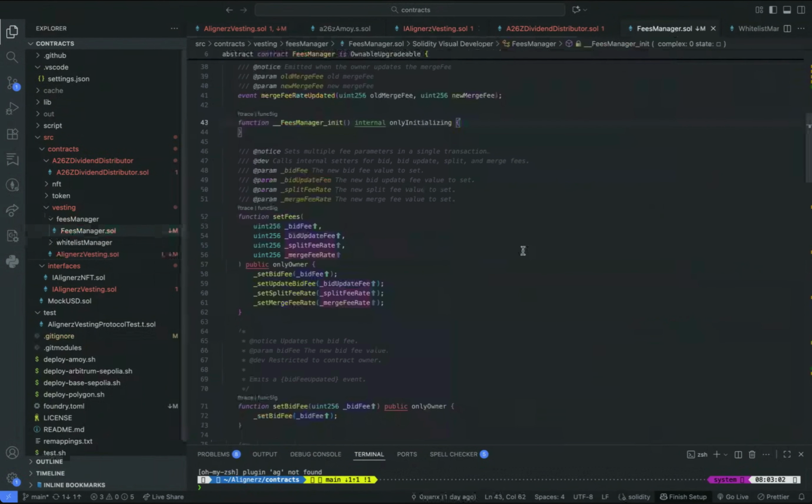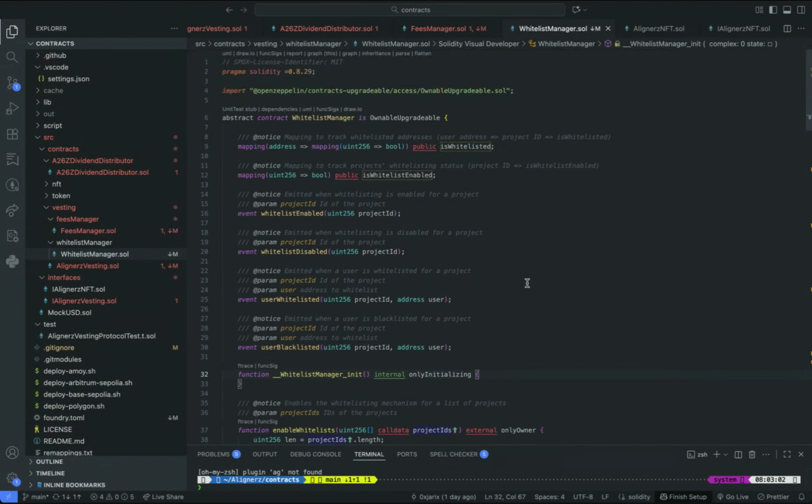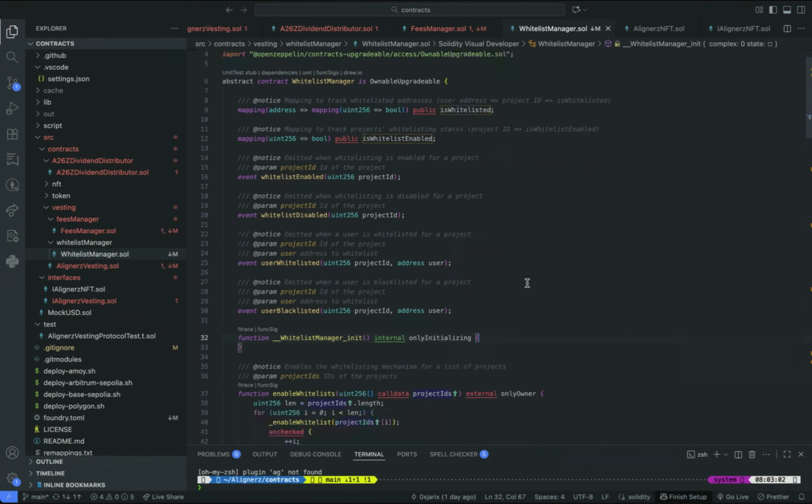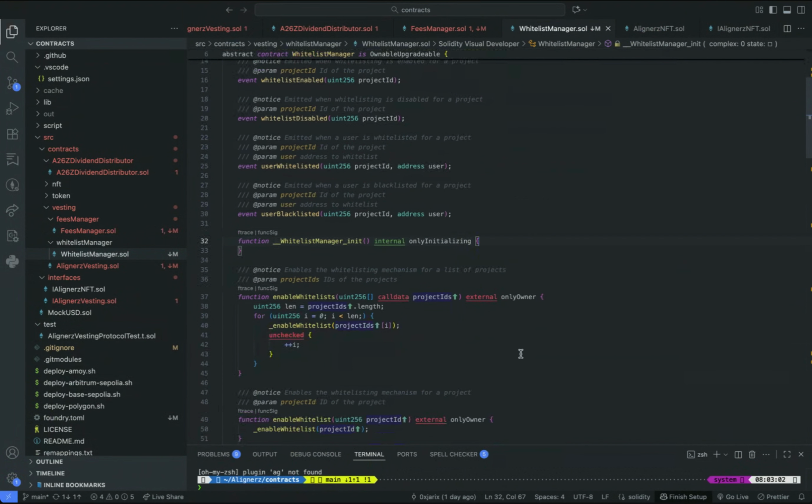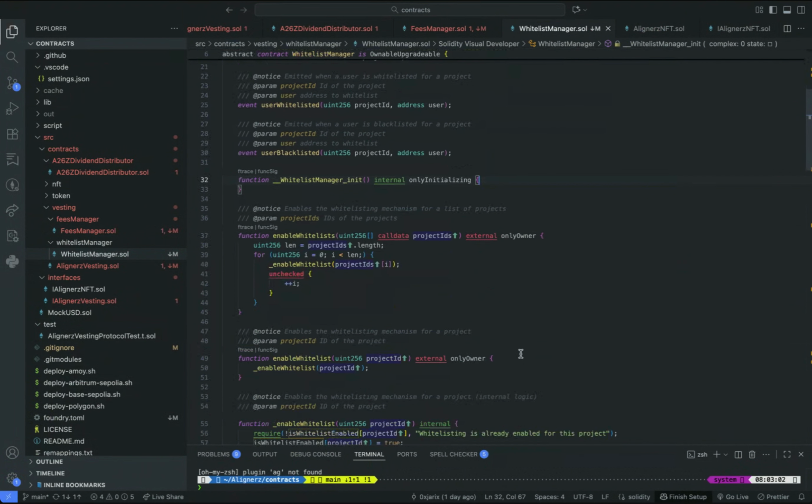And the whitelisting mechanism will be an option for the token project if they want to include this whitelisting mechanism for their project or not. And then they'll provide for Alignerz the addresses that they want to whitelist or not. That's mainly it. That's classic. Fees manager, classic.